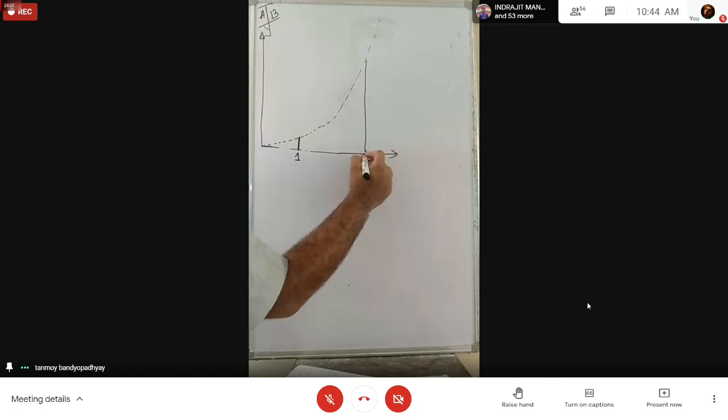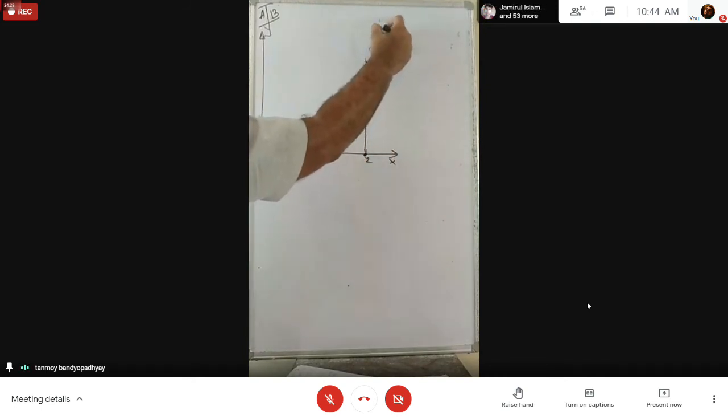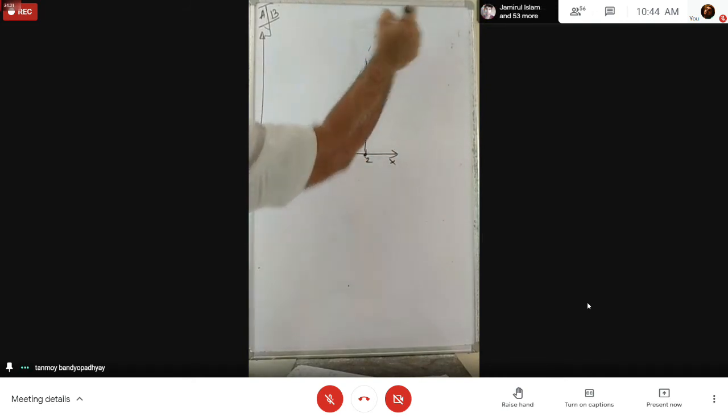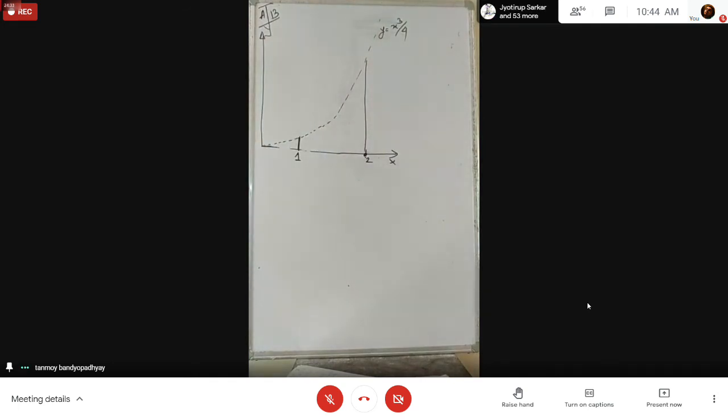So let this be 2 and the equation is y is equal to x cubed divided by 4. In this case we have to calculate the rectangular and the polar radius of gyration of the shaded area as shown. Okay? So how will we do this? So I hope now you can understand.